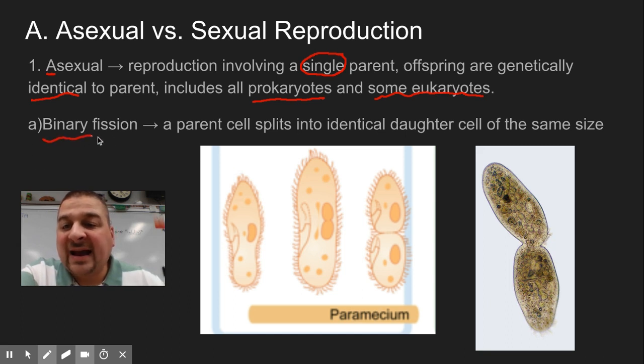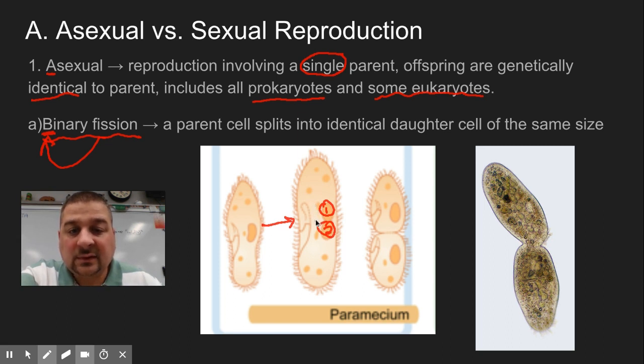The first one is binary fission. Again, binary or bi, fission means to split into two. A parent cell splits into two identical daughter cells of the same size. So down here you see a paramecium. It grows, you see it copies its nucleus here, so it has two sets. This is a eukaryote, but it is a single-celled creature, a protist. The cell enlarges, and then the cell just divides into two.